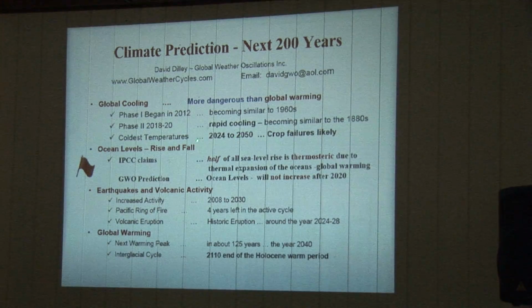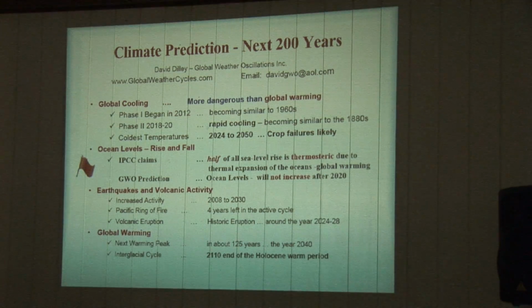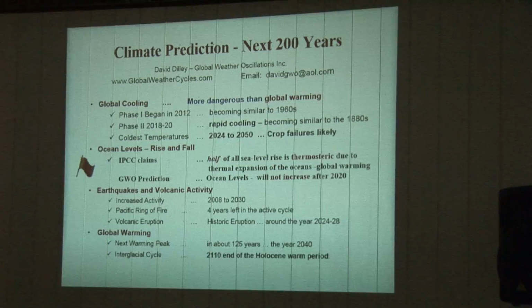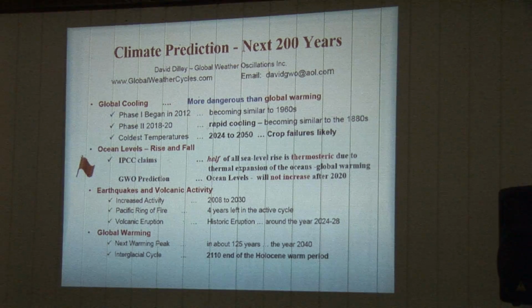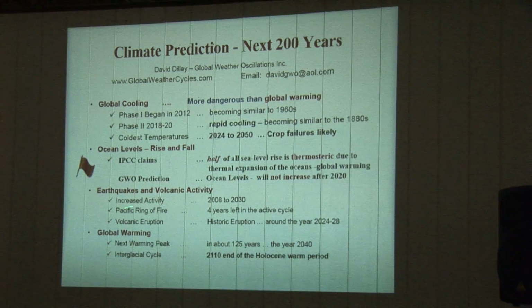Coldest temperatures will be in the year 2024 to 2050. Could even be earlier than 2024, the coldest temperatures. And they're going to fall so fast that we're going to have jeopardy of some worldwide crop failures. Worldwide crop failures are quite possible.